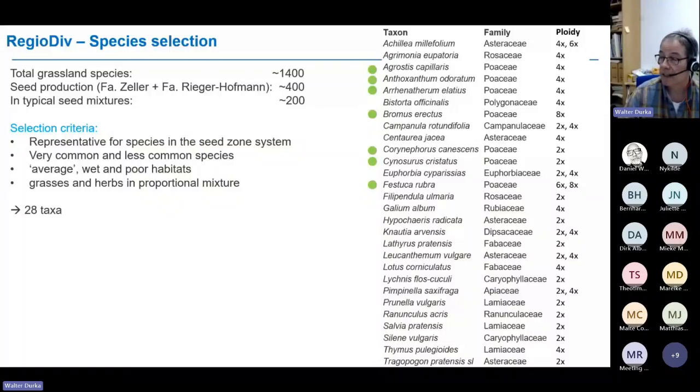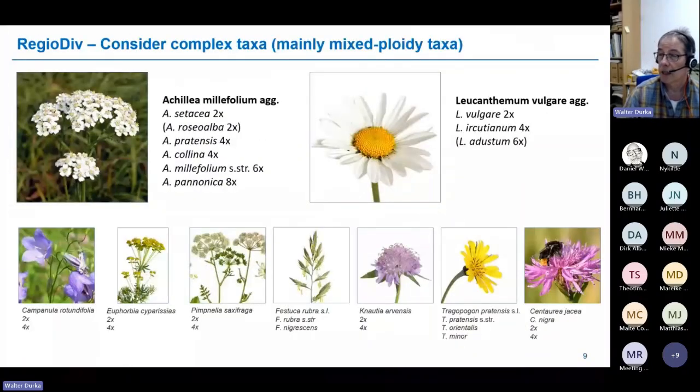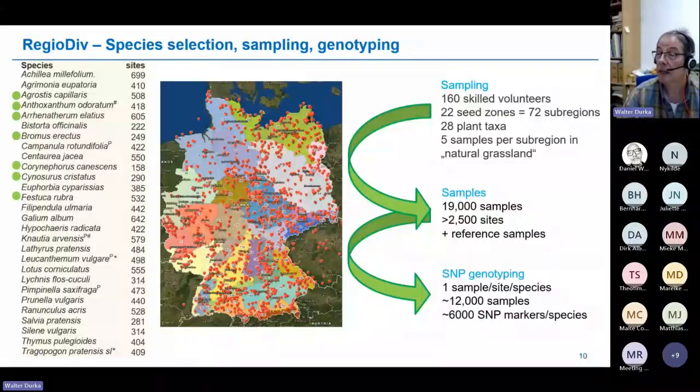You see already that some of those have different ploidy levels. That means we did not exclude problematic species. In particular, we included species like Achillea millefolium aggregate or Leucanthemum vulgare aggregate, but also the other species that are listed here, which have 2 different ploidy levels included. These are the species again with the number of sites sampled.